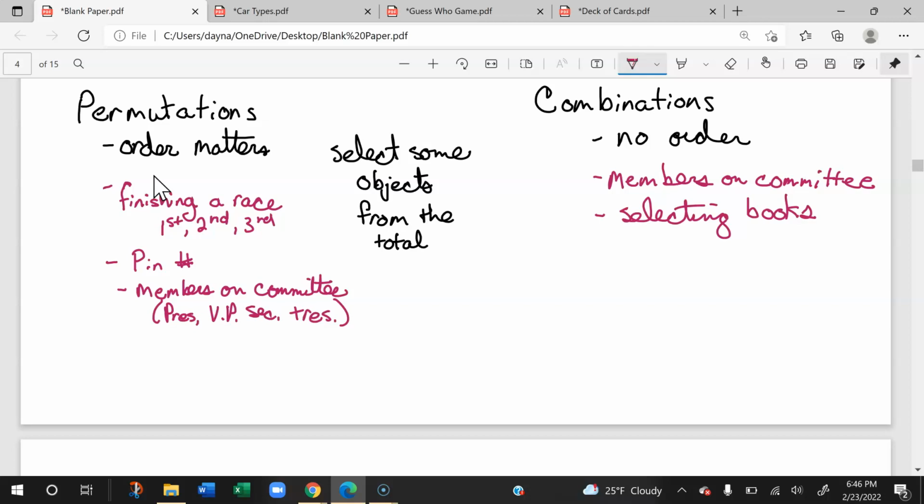So hopefully you get the idea, the difference between permutations and combinations. One is going to have order, one is not. So think about those two things, and then I'm going to show you in the next video how to actually compute and figure out how many different ways there will be if it's a permutation versus a combination.